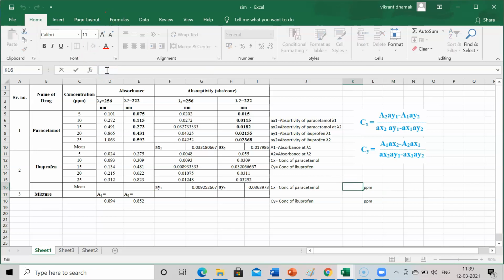So press equal to, and now we will make this formula in this cell. After pressing equal to, see the value of A2. Before that, make a bracket. So make a double bracket. I will explain why the double bracket is needed. Select the cell with the value of A2, into. So press shift and star on your keyboard. After that, the value of AY1. So here is the value of AY1; complete the bracket and again minus.